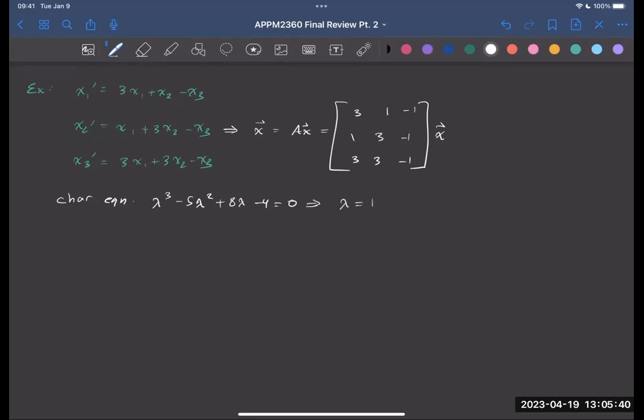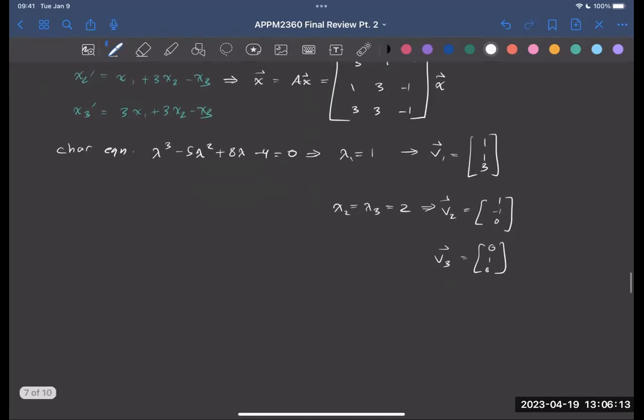So lambda equals 1, which if we solve for our eigenvector associated with that, we'll get our v1 is equal to 1, 1, 3. I'll call this lambda 1. Lambda 2 and lambda 3 are actually the same. So lambda 2 is equal to lambda 3, which is equal to 2. And that gives me my second eigenvector as 1, -1, 0. And I'll just determine my last eigenvector v3 to be 1, 0, 1.